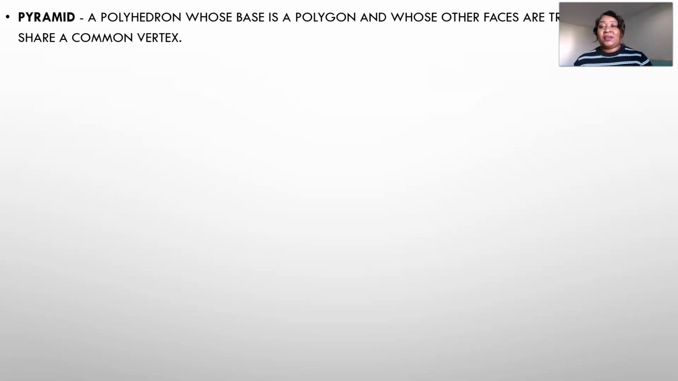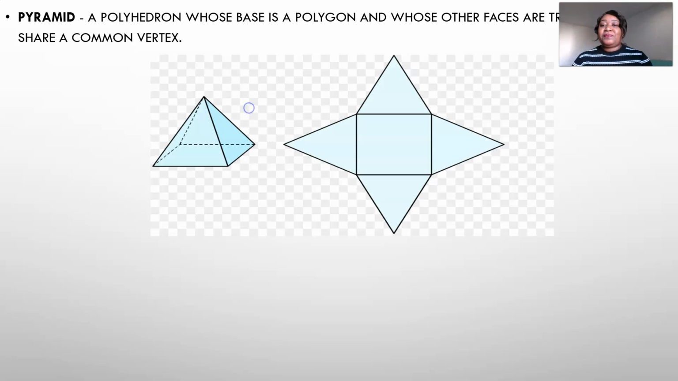And then let's move on to pyramids. So a pyramid is a polyhedron whose base is a polygon, and whose other faces are triangles that share a common vertex. So we all know that pyramids are like this, right? So let's look at this example here.